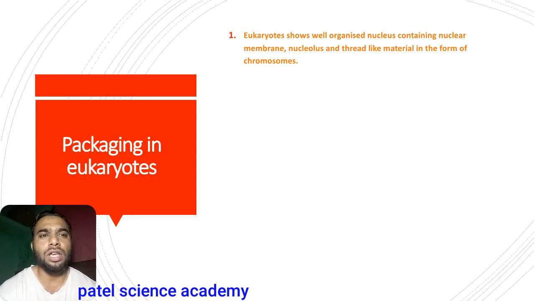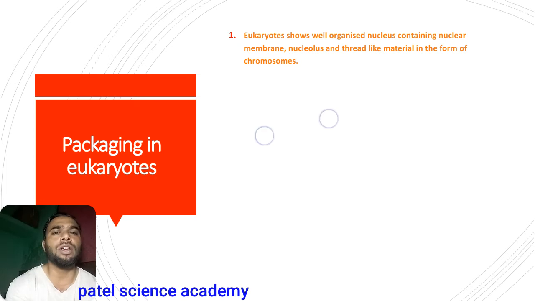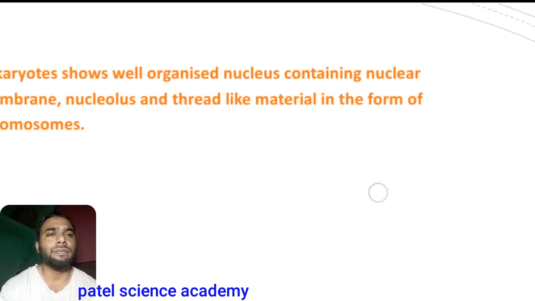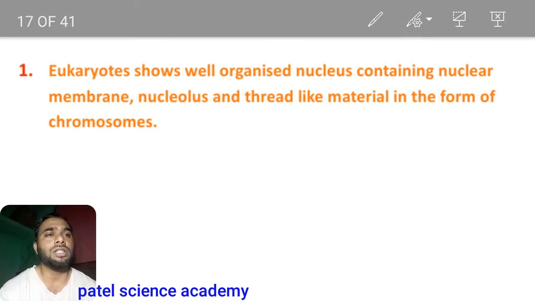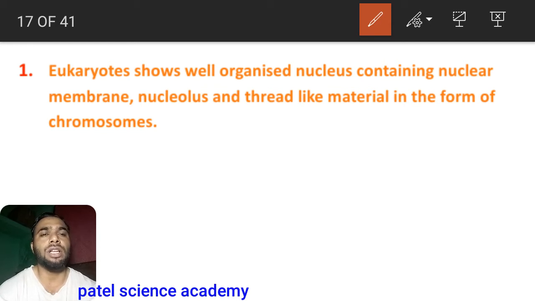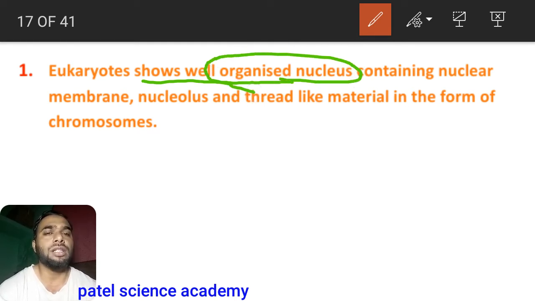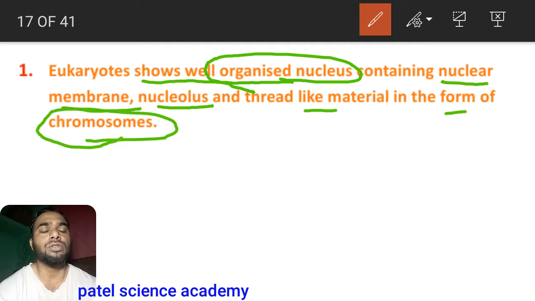Dear students, what are eukaryotes? Eukaryotes are those living organisms in which the eukaryotic cell is there. Their body is made up of eukaryotic cells. And what is a eukaryotic cell? The eukaryotic cells are those cells which contain a well organized nucleus. You can see here the well organized nucleus is found in the body of the eukaryotes, because their body is made up of eukaryotic cells, and it contains the nuclear membrane and nucleolus and the thread like material in the form of the chromosome. So dear students, this is the very first point of eukaryotes.